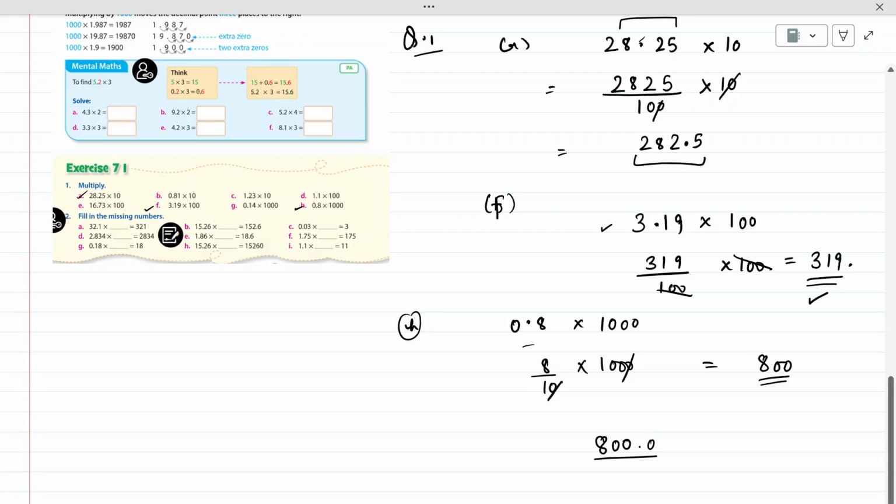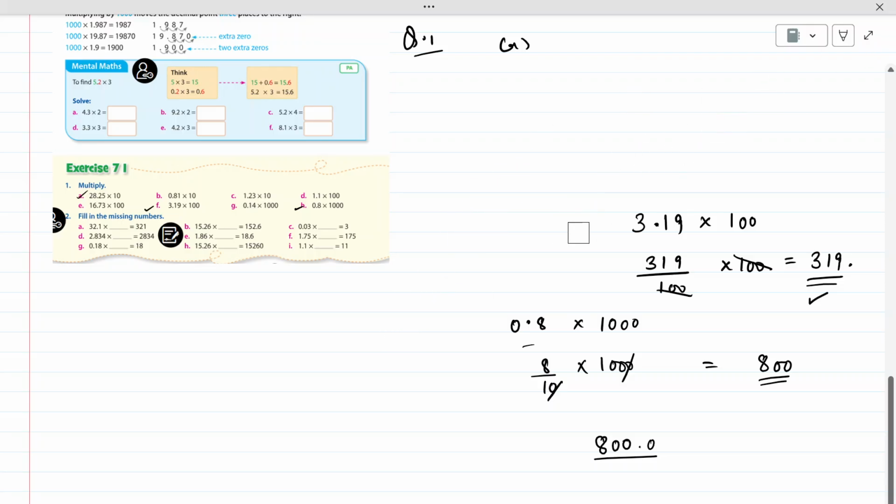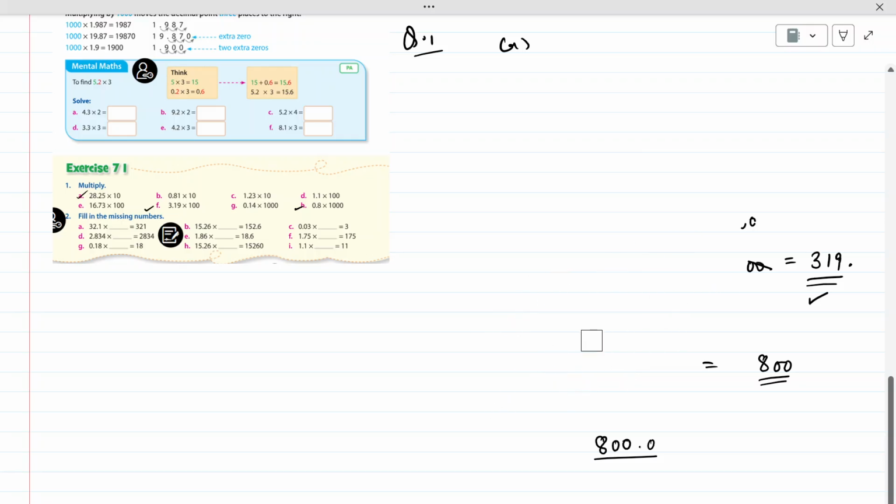Moving to the second question now, where we have to fill in the numbers. So kids, again it is based on the same concept that if we multiply any decimal number with 10, 100, 1000, then the decimal place will be moved towards the right, and that depends upon how many zeros we are multiplying with. If we are multiplying with 10, then it will be moved one place right. If by 100, then two places right. If 1000, then three places right, and so on.